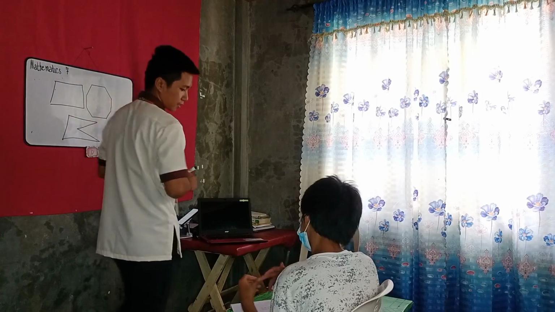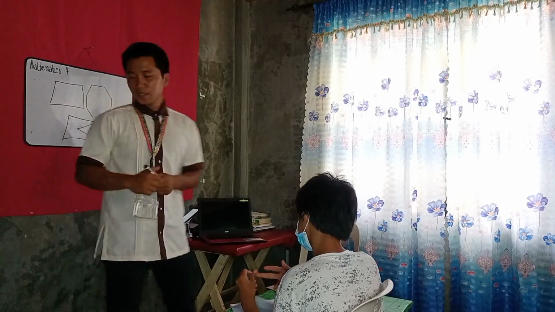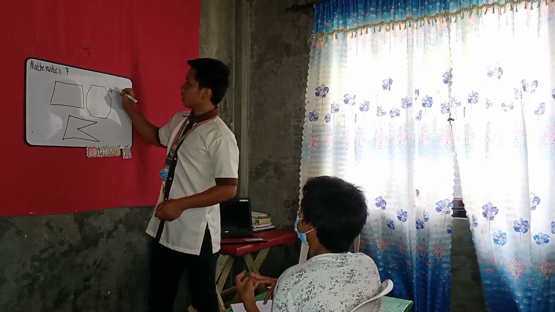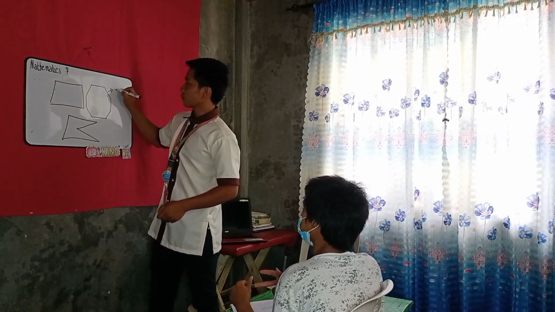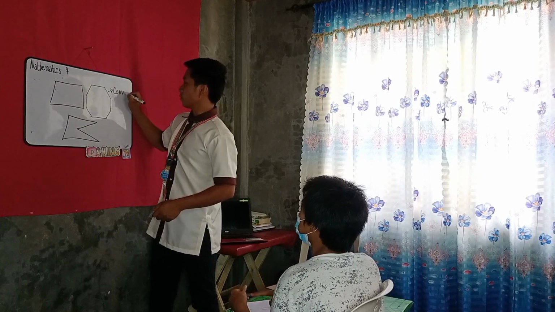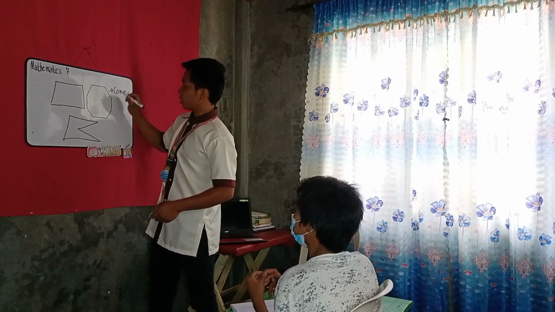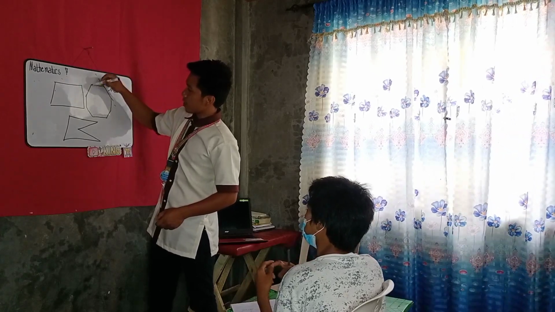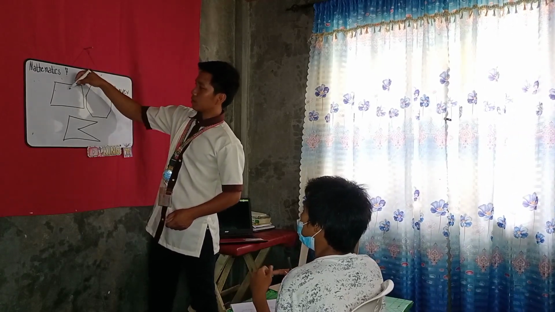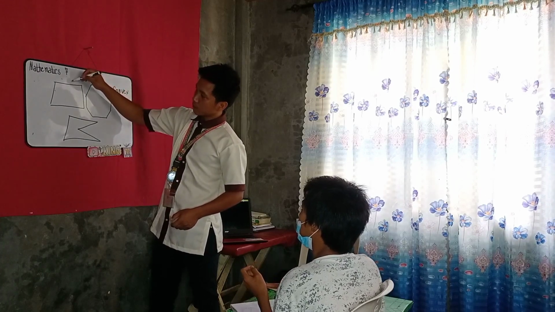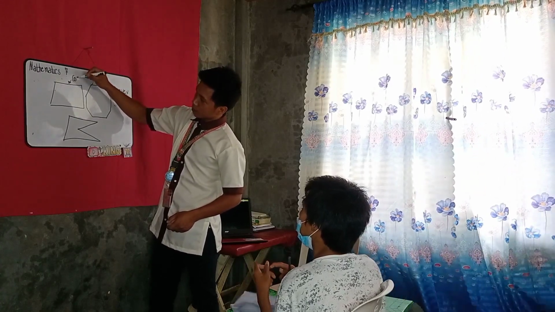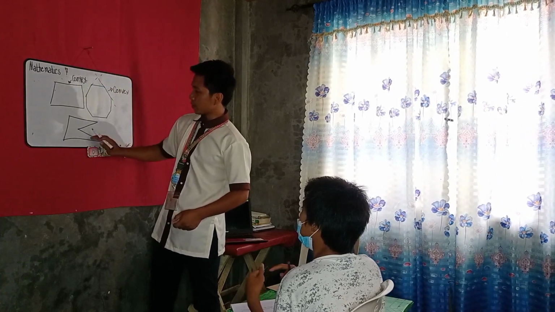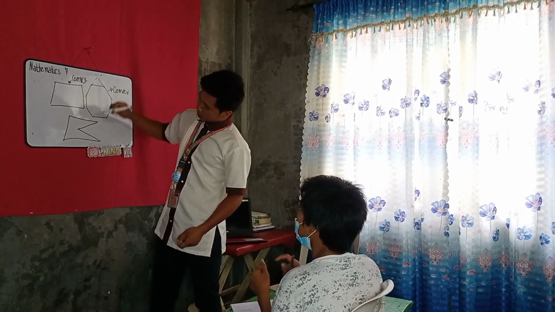So, are you finished, class? Yes, sir. What is the classification of our given number 1? Convex polygon. It is a convex polygon because if you extend the lines, there is no line inside. Next. Convex polygon. It is a convex polygon also. How about number 3? Non-convex polygon.